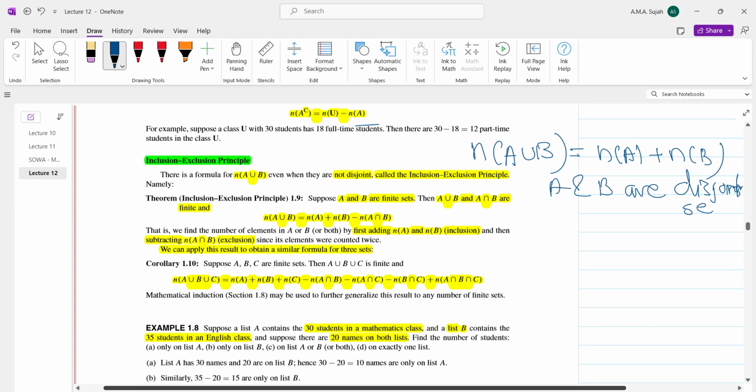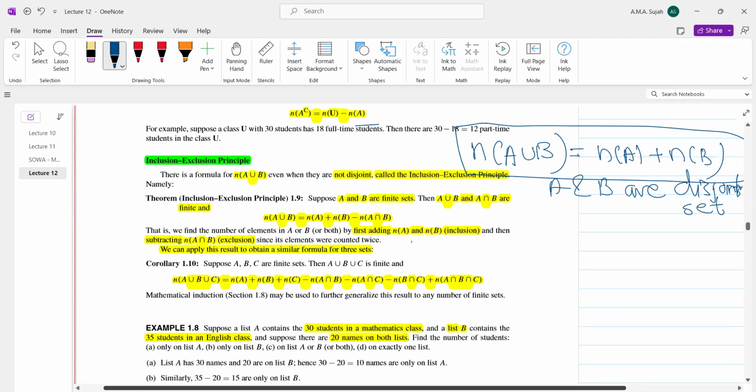If A and B are disjoint sets, this is the equation we know, right? But this is not the only equation. Not only for disjoint sets, even if the sets A and B are not disjoint, we have an equation to find the number of elements in A union B.